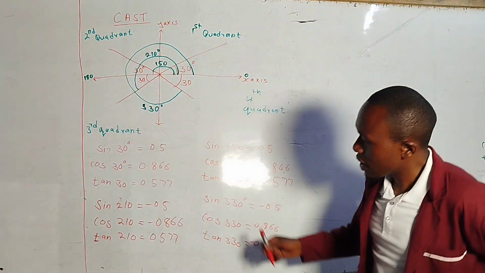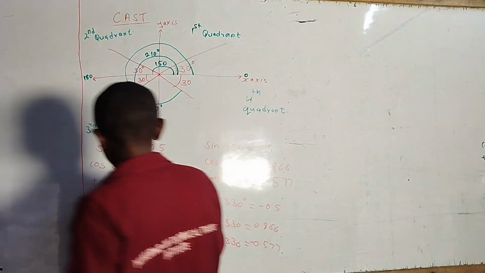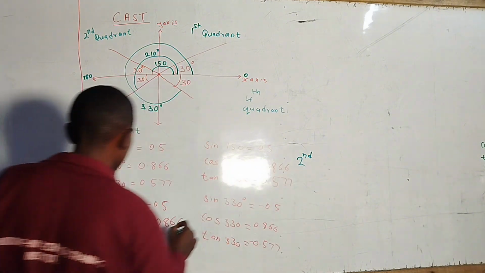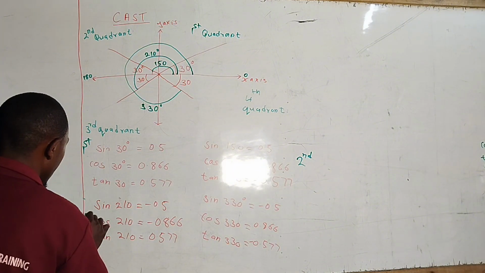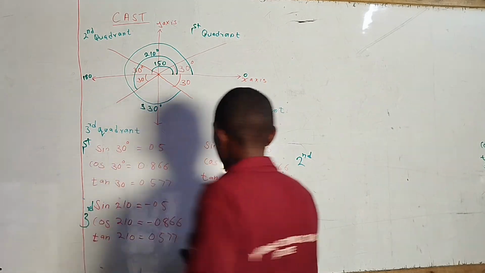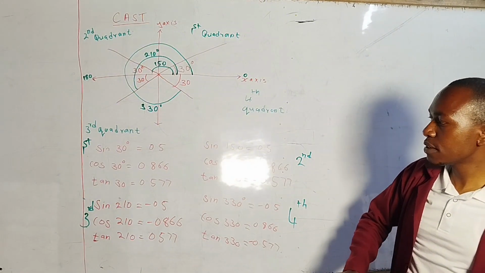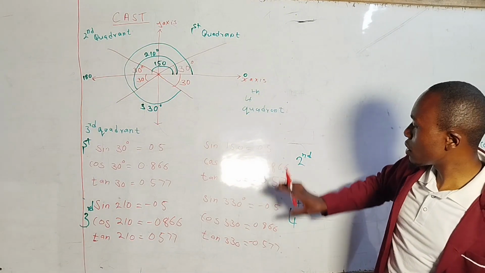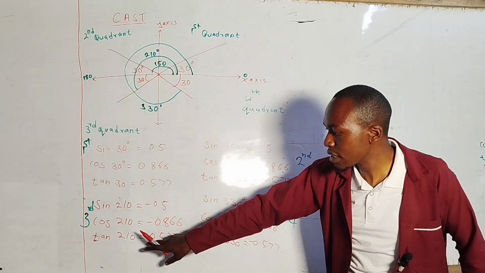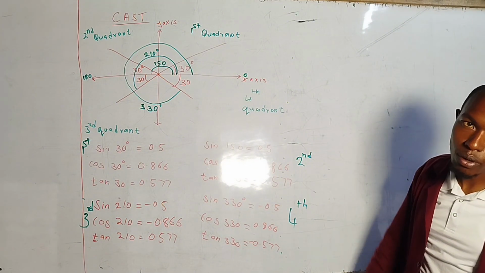So looking at these figures, I can see that this is my first quadrant, this is my second quadrant, this is my third quadrant, and this one is my fourth quadrant. So we can see that in the first quadrant, I have all angles positive. In the second quadrant, I can see that sine is positive. In the third quadrant, I can see that only tan was positive. And in the fourth quadrant, I can see that only cos was positive.